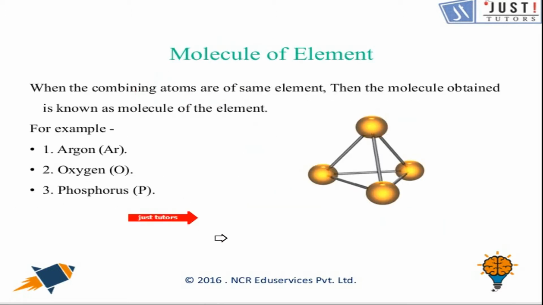Here we have the next slide, which talks about the molecule of element. When the combining atoms are of the same element, the molecule obtained is known as a molecule of element. So when the combining atoms are the same element, they all should be of the same element. For example, argon, oxygen, phosphorus are all called molecules of element because they are made up of the same element. You can also see the diagram on the right hand side.